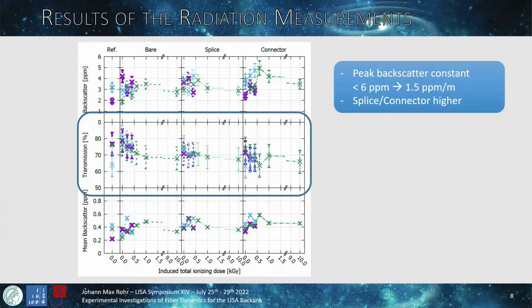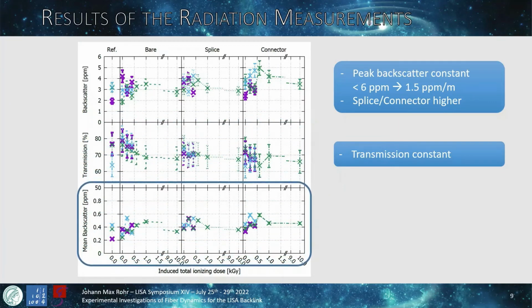Here in the middle, we observed the transmission of the fibers. For the bare configuration on the left, we see that there seems to be a decrease in transmission. However, when we are including the measurement errors and the other two configurations of spliced and connectorized fibers, we conclude that the transmission remains constant for this type of fibers.